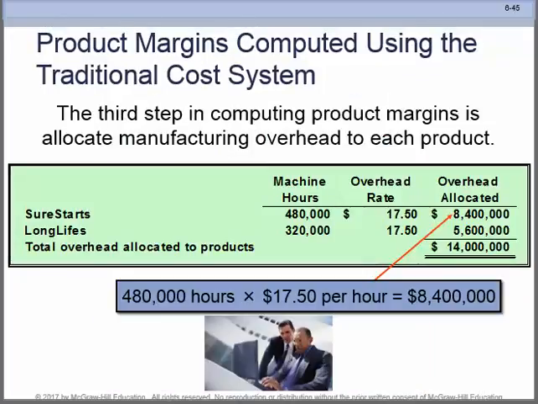Okay, so the third step in a traditional system is to allocate the manufacturing overhead to each product. And in this one, it's based on machine hours. Sure Starts had 480,000 hours at $17.50, so that's $8.4 million. Long Lives had 320,000 at $17.50, or $5.6 million. There's your total overhead allocated. It's much more simplified, but can have more errors in it because we aren't splitting it out into the different allocations.